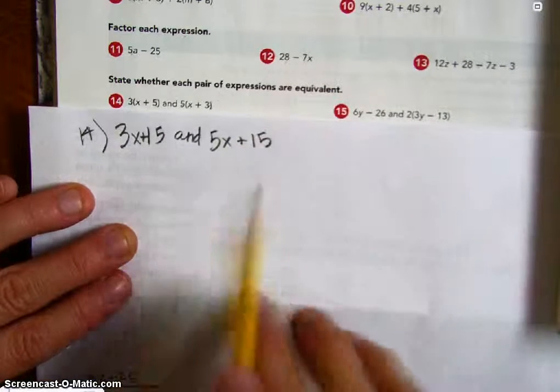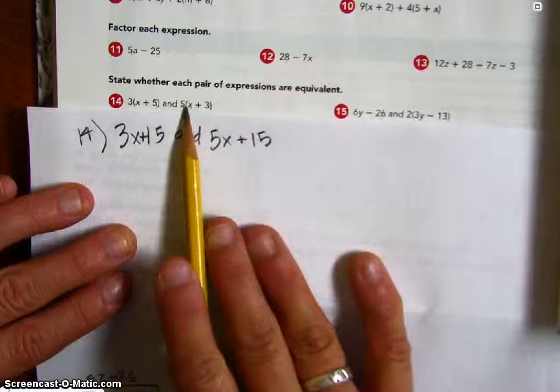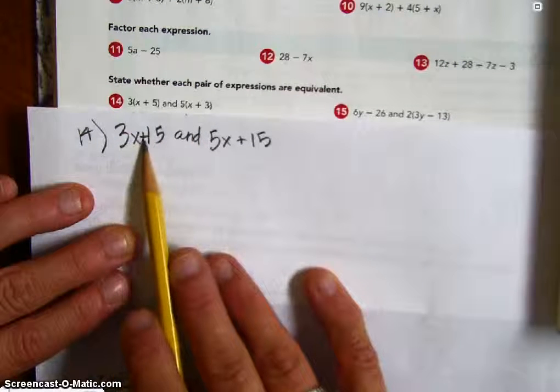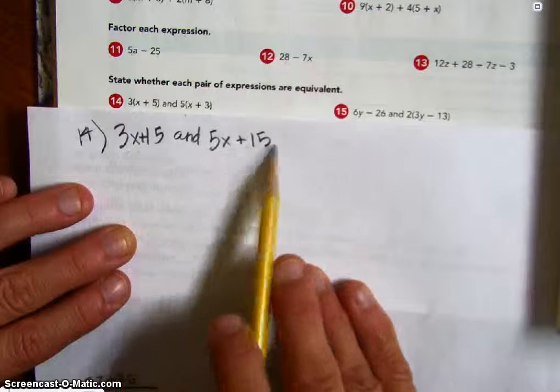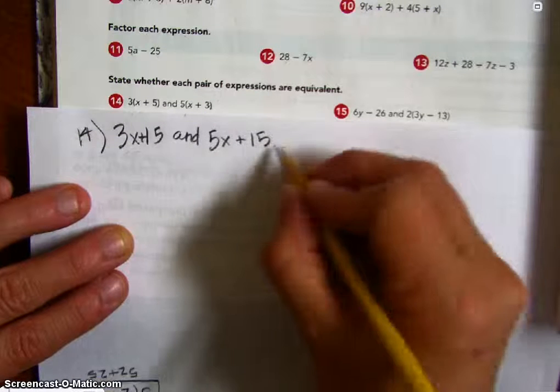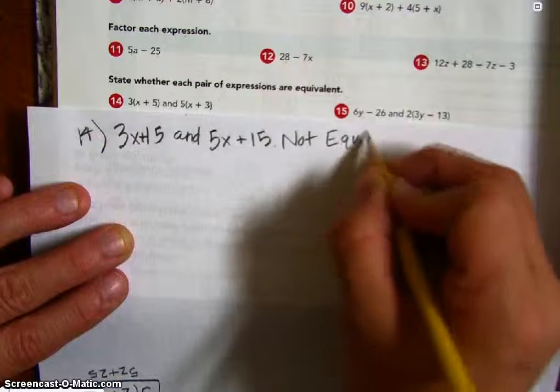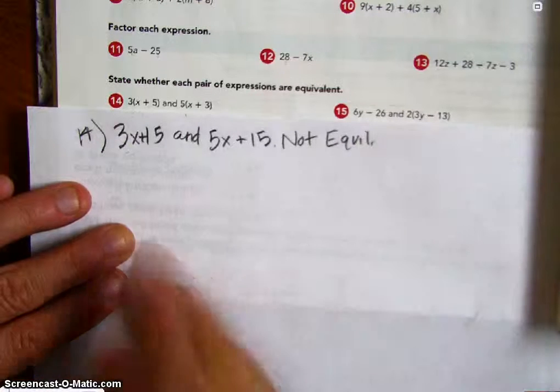So don't be fooled here. It looks like it might work out the same because it's the same numbers, but if you actually work it out, it's 3x plus 15 and 5x plus 15. So it is actually not equivalent because those are not equivalent expressions.